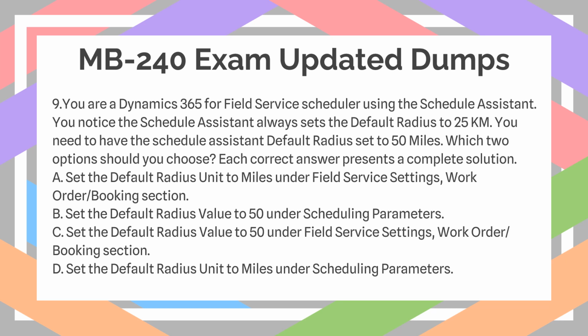A. Set the default radius unit to miles under Field Service Settings, Work Order, Booking section. B. Set the default radius value to 50 under Scheduling Parameters. C. Set the default radius value to 50 under Field Service Settings, Work Order, Booking section. D. Set the default radius unit to miles under Scheduling Parameters.